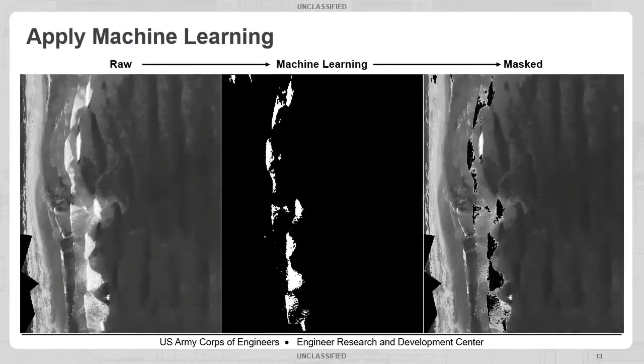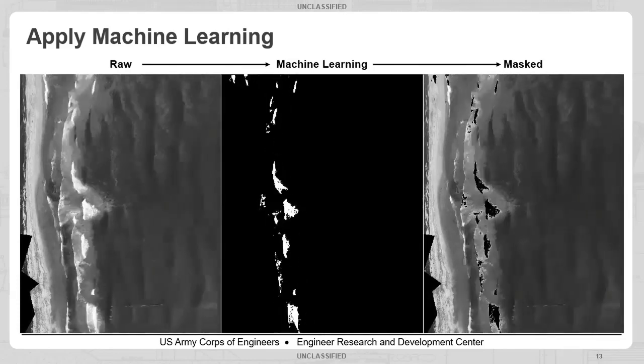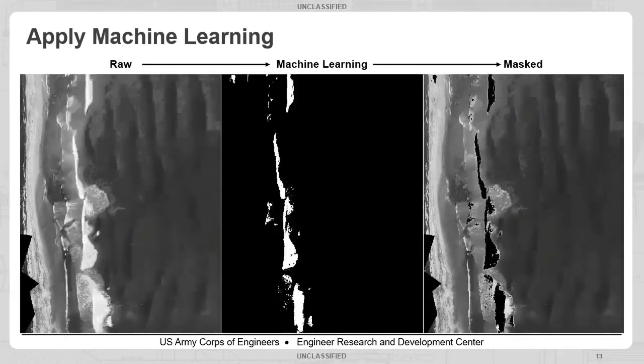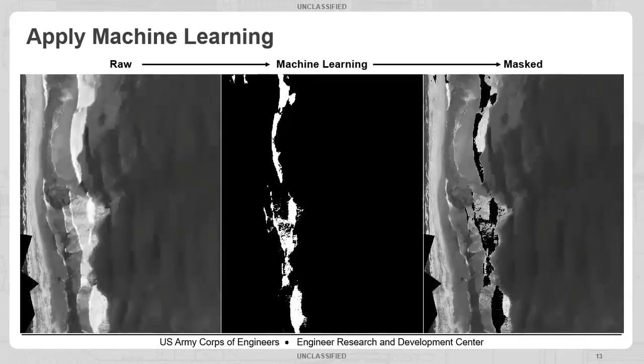Now, you might be looking at that and saying, some of the residual foam is being collected. That is correct. That was the biggest cause of error when looking at this: it would often detect residual foam behind the breaking wave.